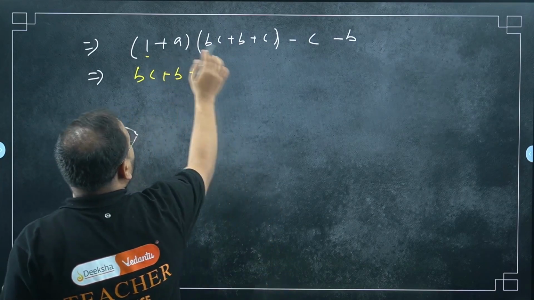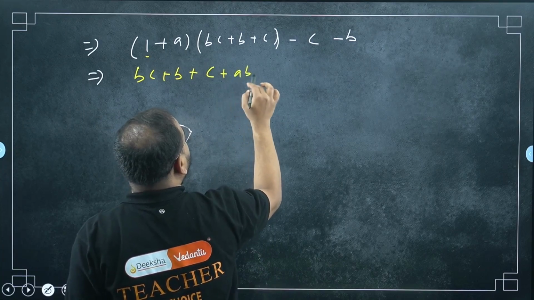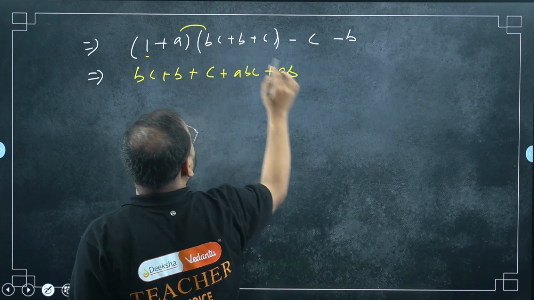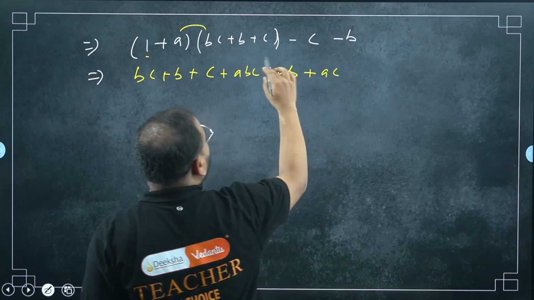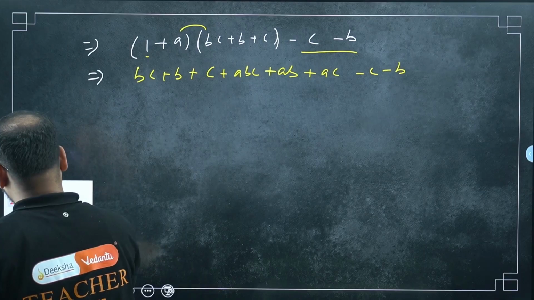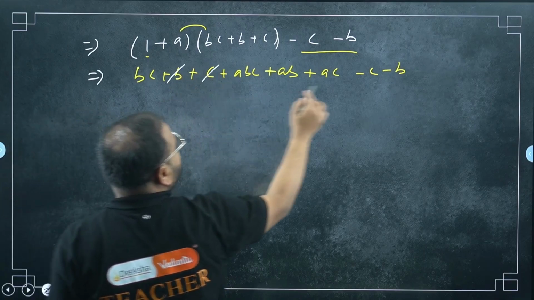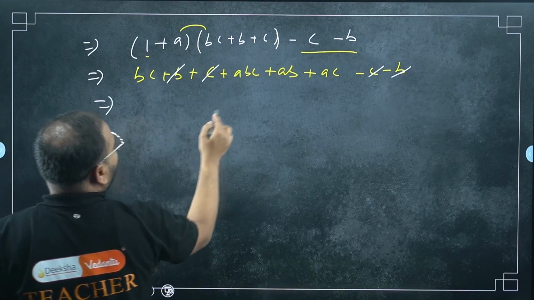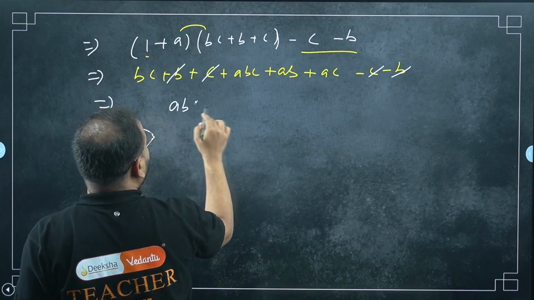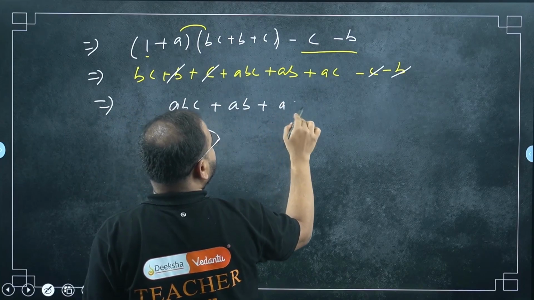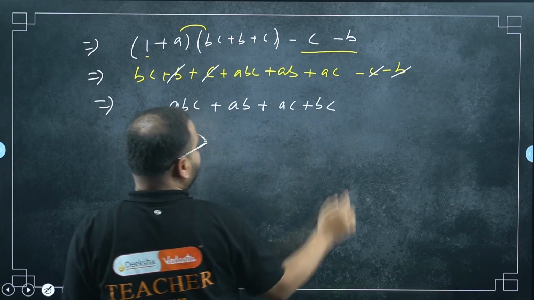Next what? I multiply a with everything, so I get abc first. A with b, I'll get ab. I'll get a with c as ac. And what do I get? This is the left out part, minus c minus b. Please check here, something is getting cancelled. Plus b plus c minus b minus c. Okay, now what do I have left? I have ABC left, AB left, AC left, BC left, right?